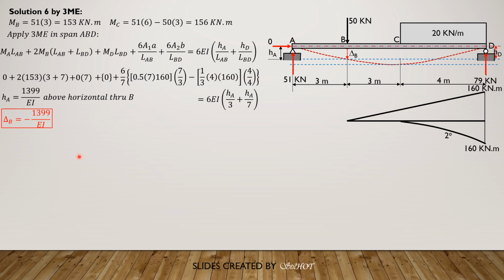Now for the second part, delta C, this is the horizontal line through point C. Again, we call this h_A, and we call this h_D. We write the three-moment equation for portion ACD, this line, and this is the deflection at C, which is equal to h_A with respect to the lower horizontal line through C. And h_D is also delta C, which is also equal to h_A.